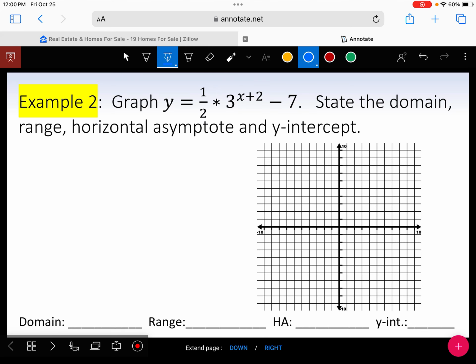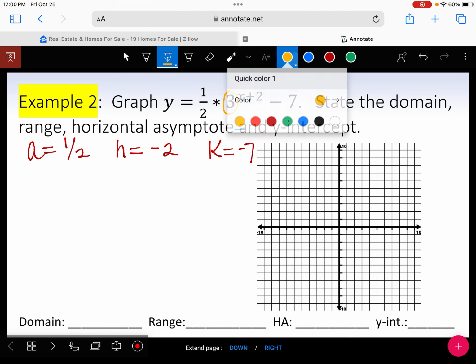All right, so now we have an A value. Elijah, you were asking me what it would look like. This is what it's going to look like. The A value is the number in front of the base. So, A is what? 1/2. H is always inside of your exponent. It's in the exponent, but you flip the sign. So instead of a +2, it would be a -2. The K value is -7. So now my base is 3.